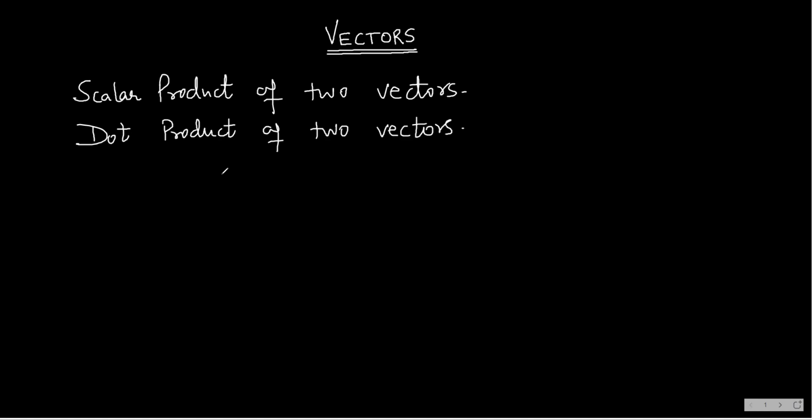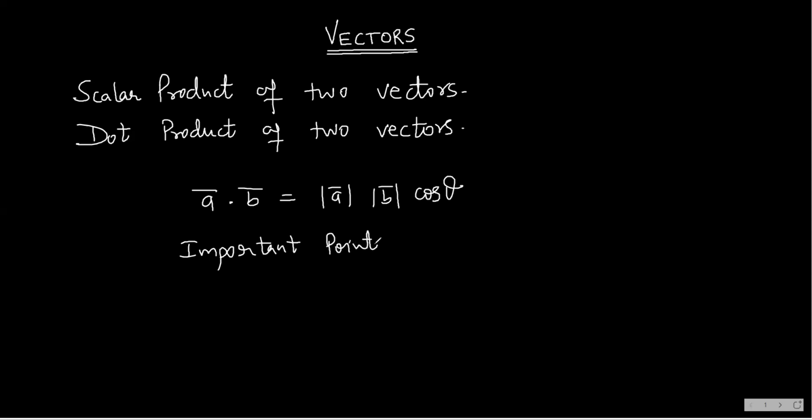So in the dot product of two vectors, we have defined what is a bar dot b bar. That is mod of a bar mod of b bar cos theta. Then we had various important points. I'm just telling you what we have done in the last lecture. So we did all the important points which we need to remember.